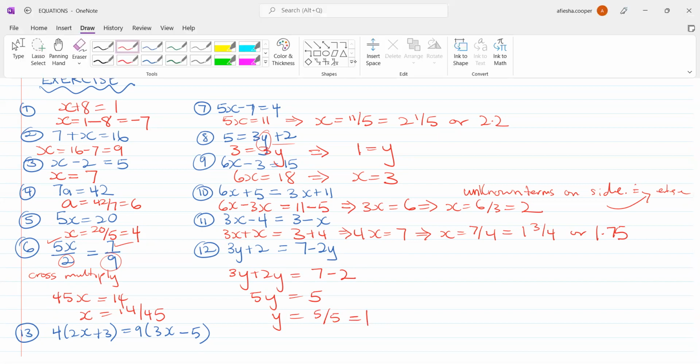So you have to keep repeating these rules in your head: what is the opposite operation of addition, subtraction, multiplication, division? Should I add, should I divide, etc., all the time as you go through the question.